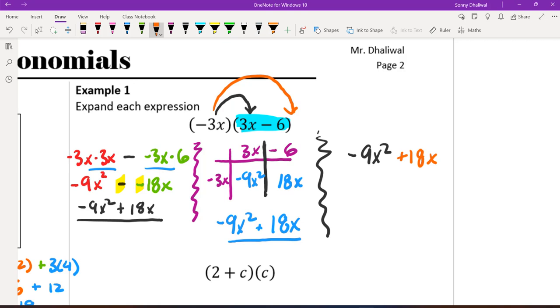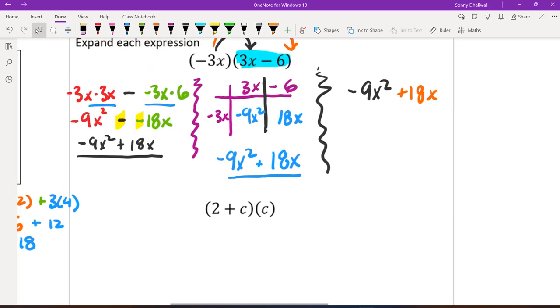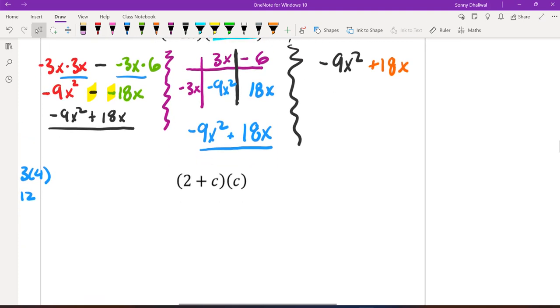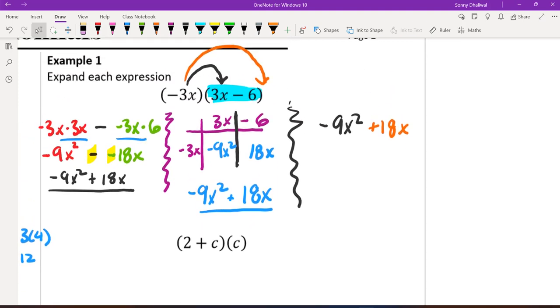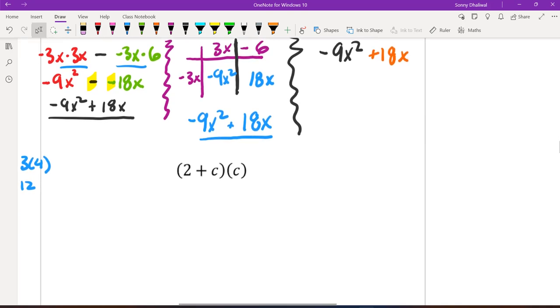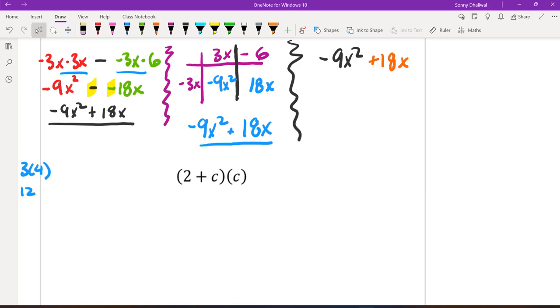You pick the method that works for you. Okay? You can do this, you can do this, or you can do this. It doesn't matter to me which one you do. Whatever is easier for you. It's a personal thing. As you go up higher in grades, you probably end up doing this one because it takes up less space. But at this stage, you're learning. So you pick the method that works for you.